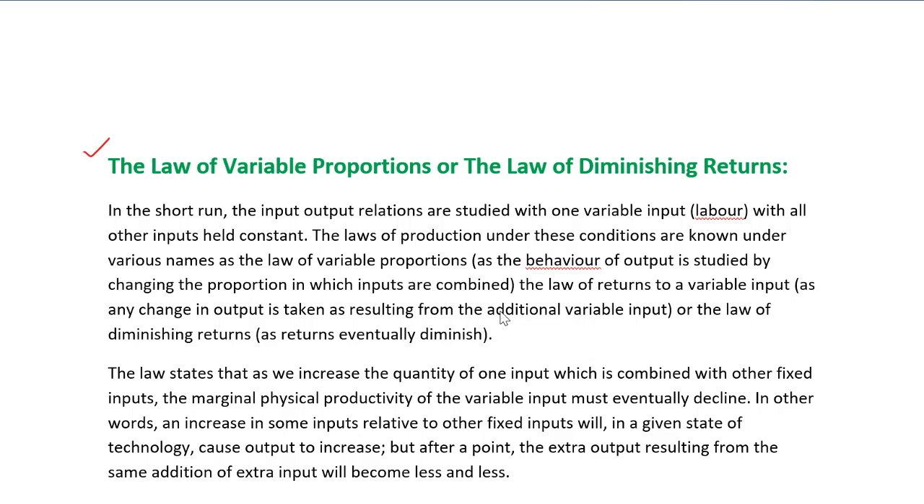So, we should understand what is law of variable proportion. Basically, law of variable proportion is divided into three stages. The first stage talks about law of increasing return, where the total product increases and marginal product also increases. Stage 2, law of diminishing return, where the marginal product decreases and total product also decreases. And stage 3, that is law of negative marginal returns. Let us see the text and then we'll move ahead.